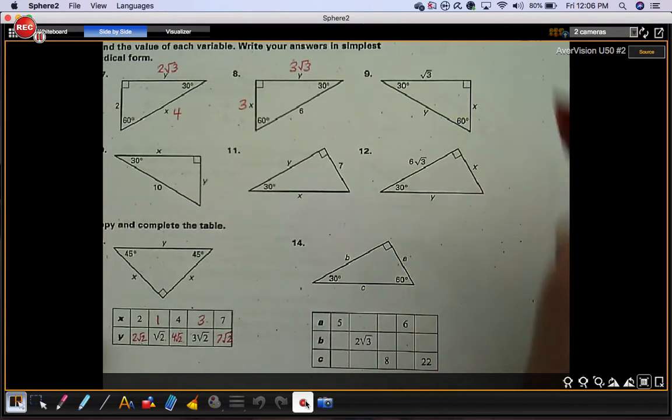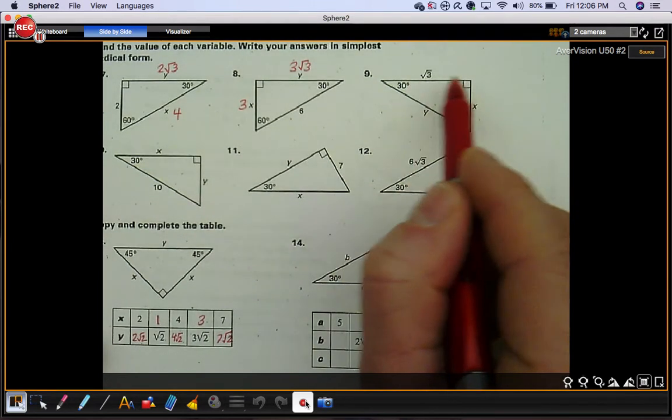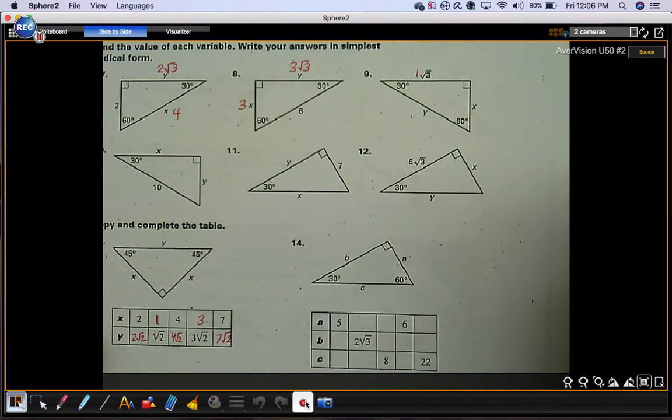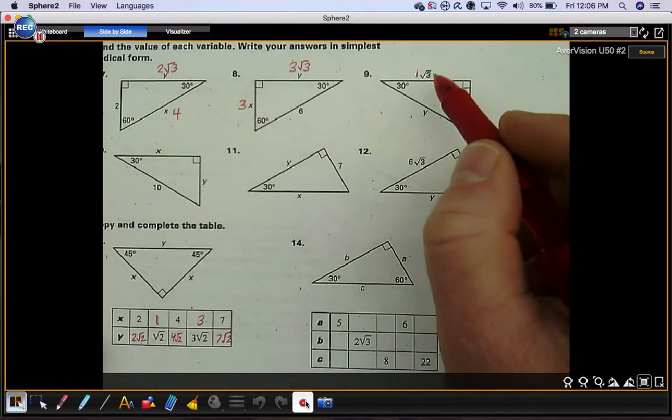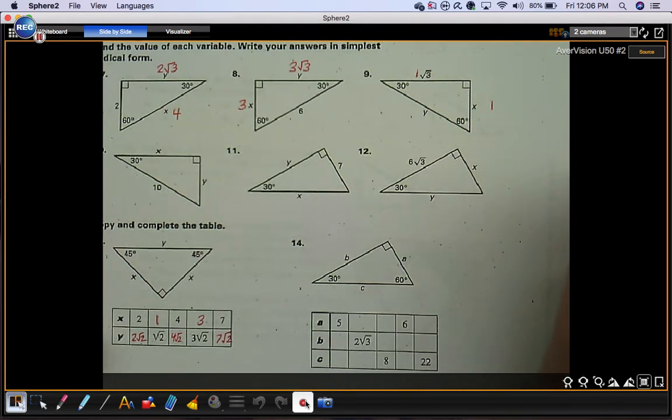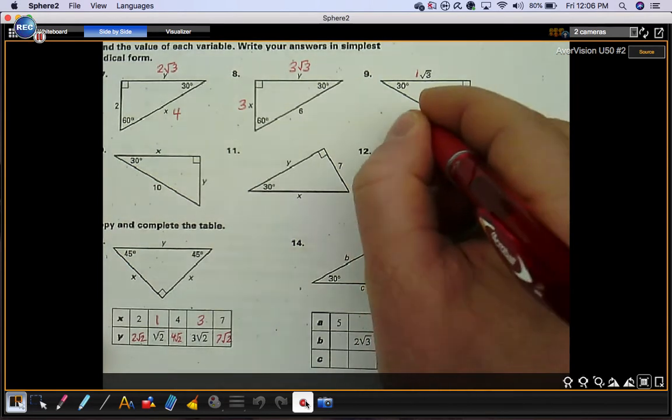Number 9, this time they tell you that you have the long leg. This is really 1 times the square root of 3, if that makes things easier for you. So the number that's in front of that square root of 3, that's how long the short leg is. And then the hypotenuse, remember, is twice as big.